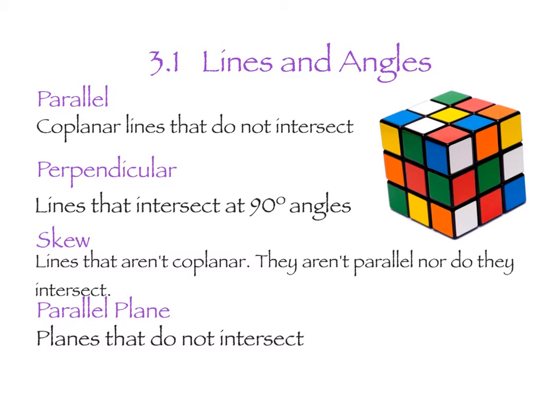Lastly, using the Rubik's Cube, we'll talk about parallel planes. Parallel planes are planes that do not intersect. So if you can imagine that this top guy carries on that way, carries on that way, carries on this way, carries on this way, and this guy here at the bottom carries on, okay? This top plane will never intersect with the bottom plane here. This side plane will never intersect with the back side plane.